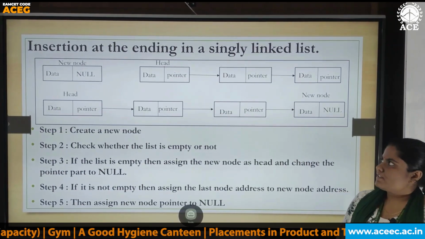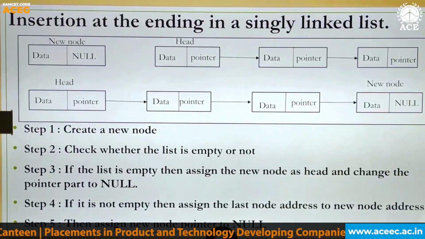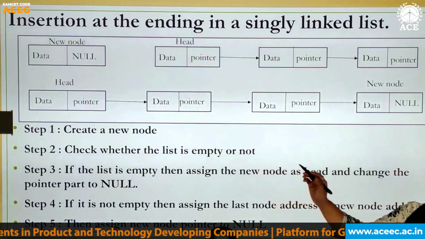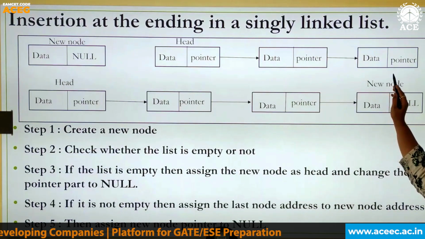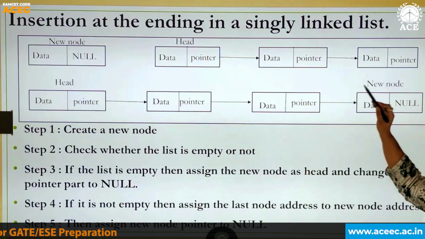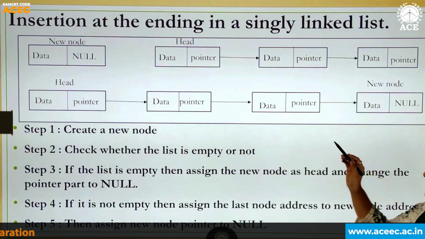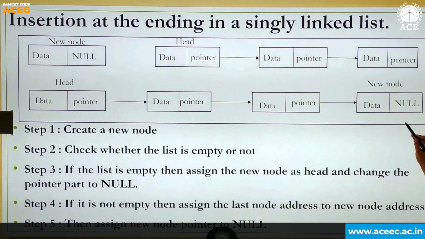Now let's discuss insertion at the ending of the single linked list. As usual we create a new node, and in this case we have to insert that new node at the ending of the single linked list. For that, first we assign the last node address with the new node address and the new node address to null, because we don't have any other nodes after this new node, so that is why we assign the null value to the address part.